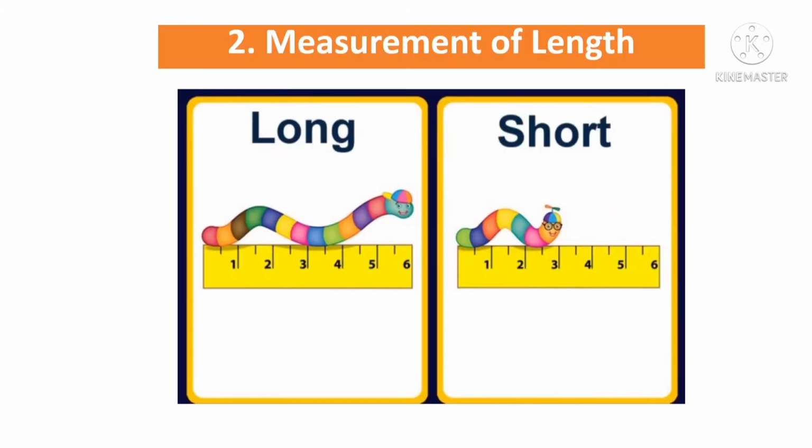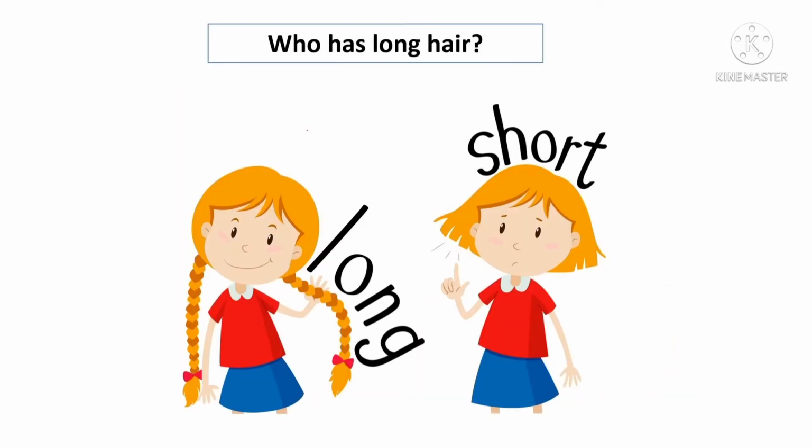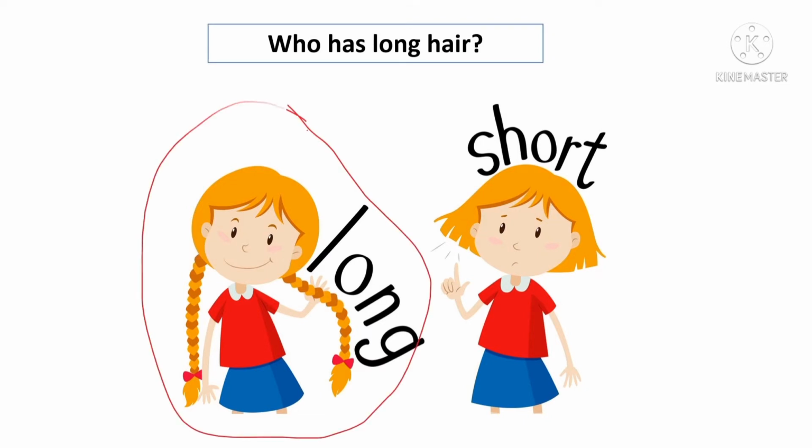The next topic is measurement of length. When measuring in length, the objects are either long or short. For example, circle who has long hair. The first girl has long hair.